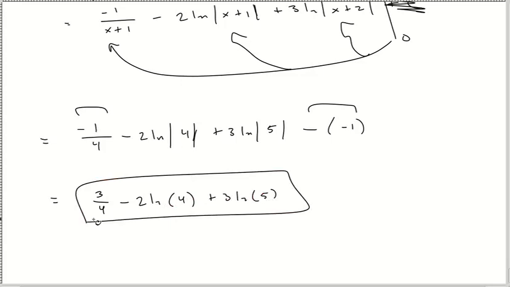Oh, wow. Yeah, it seems like my answer is different than this. So I missed something. Hold on. I got the 3 and the 5. I got the 2 and the 4. And then I have a 3 and a 2. So where'd the 3 and the 2 come from?